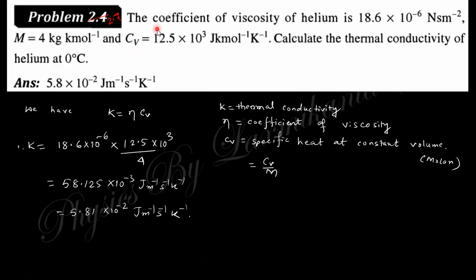Next one. The coefficient of viscosity of helium is given like that, and the mass is like that, Cv is like that. Calculate the thermal conductivity. So thermal conductivity K is eta Cv, where Cv is the molar specific heat, so the specific heat will be divided by M. If you put this value in this expression, you will get this answer. Clear? Next one.